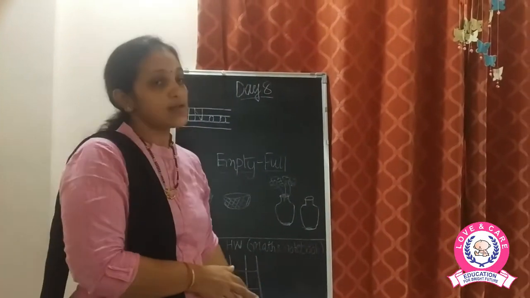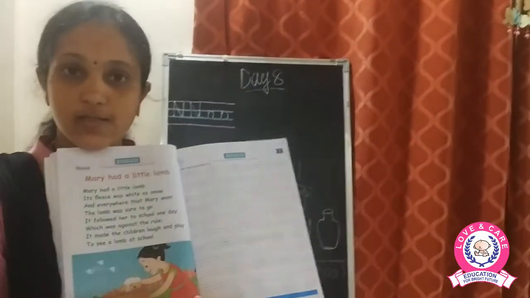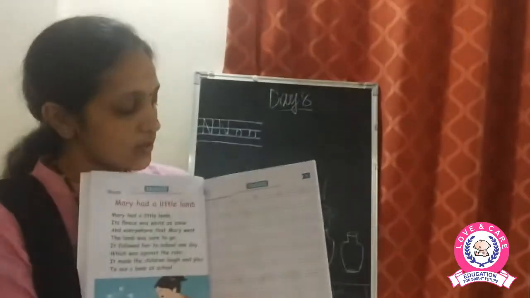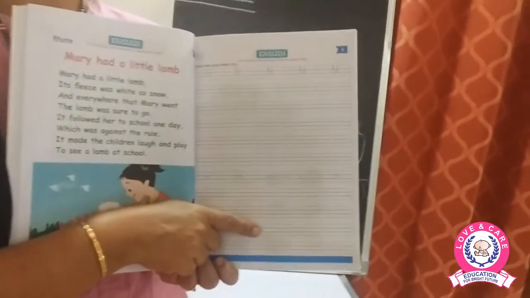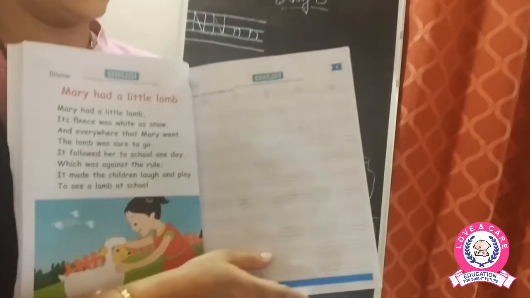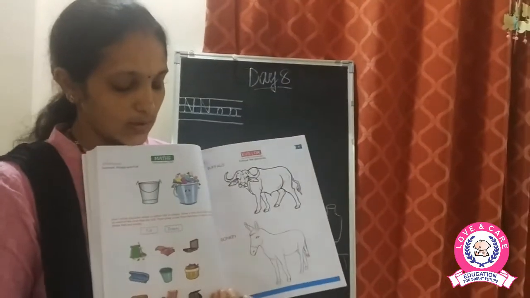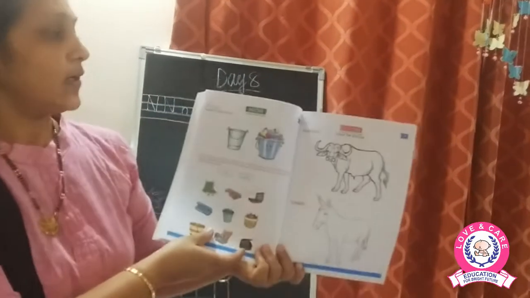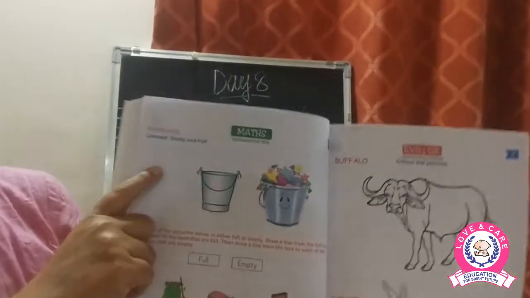Okay children, so this is a new rhyme that we are learning. So you have to practice it every day, do the revision of it. Now again another page you have is of trace and write the letter N. So you have to complete this page. Now turning on to another page, we are going to learn a concept in maths that is empty and full.